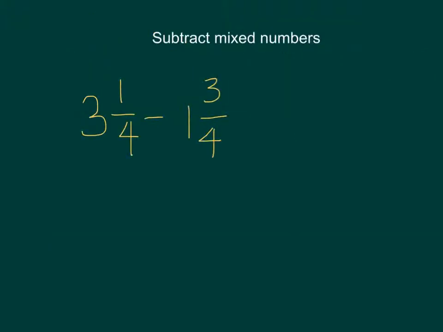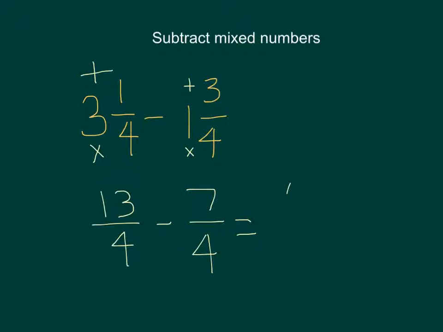When subtracting mixed numbers, you can treat this just like we did with adding mixed numbers, and you can change it into improper fractions. So to do so, you multiply and add. So this one would be 13 over 4 minus 7 over 4. 13 minus 7 is 6 over 4. 4 can go into 6 1 time, 2 left over, but you have to simplify the 2/4 down to 1/2.